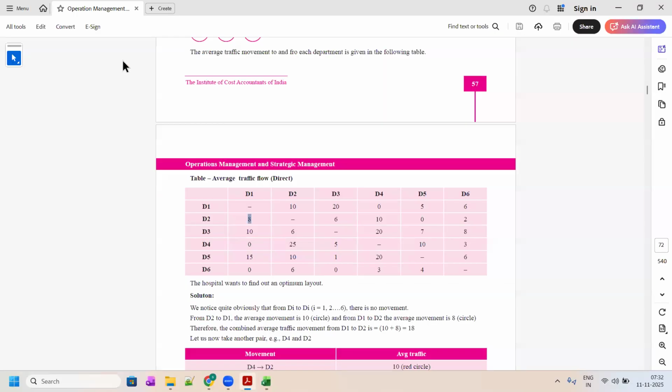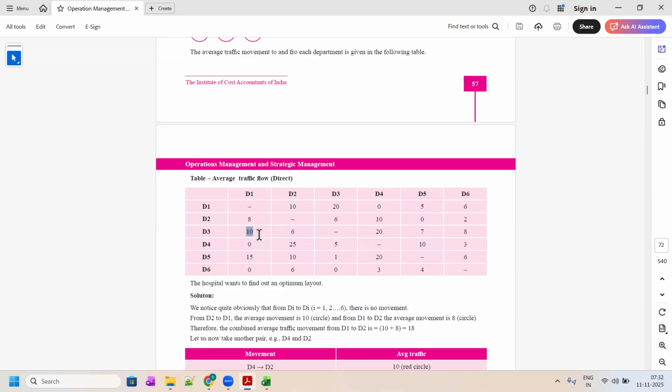Okay, so if I ask you between D1 and D3, what would the sum be? Simple. Calculate from D1 to D3. What is the cost? 20. Then from D3 to D1, what is the cost? 10. So 20 plus 10 is 30.